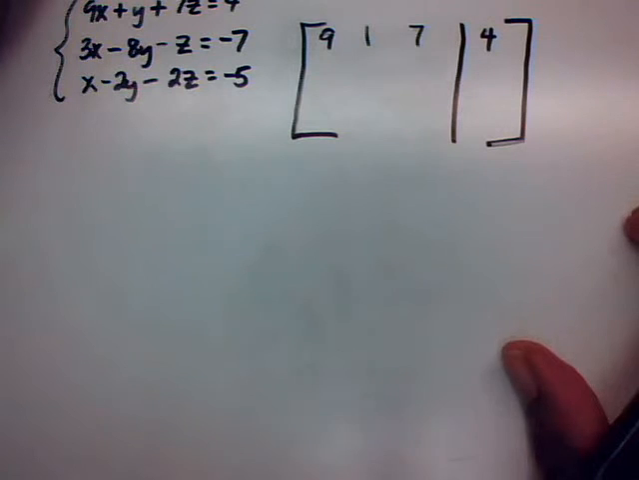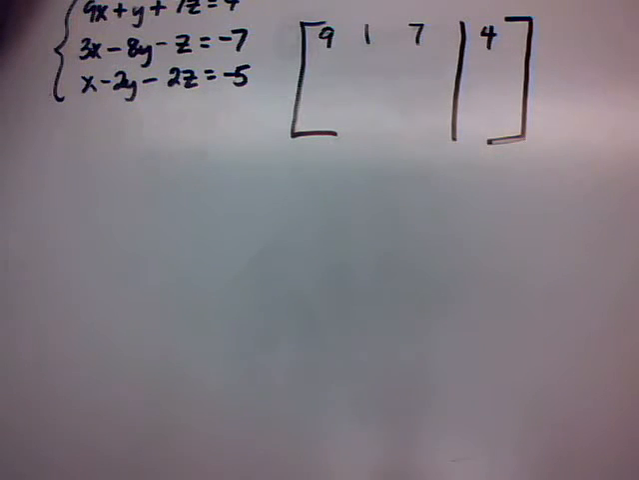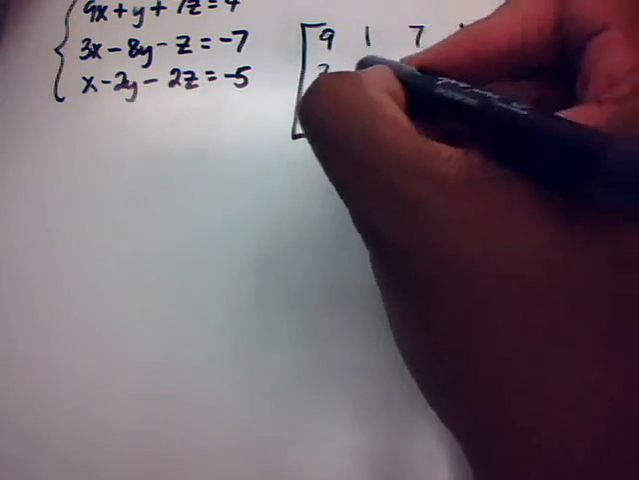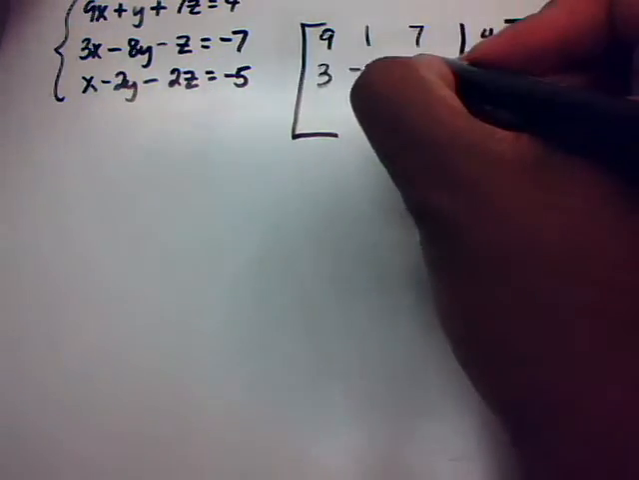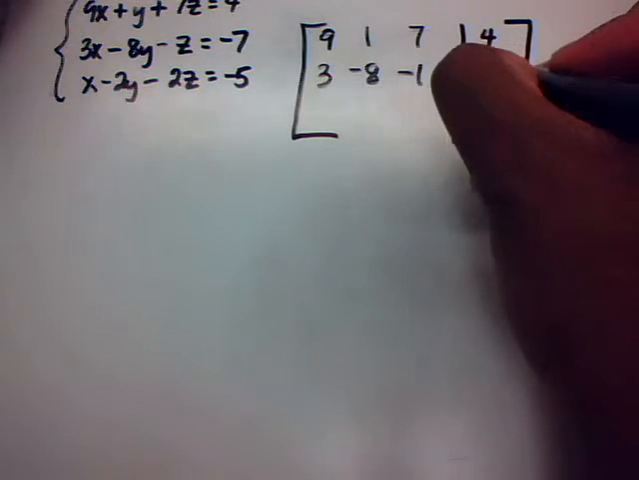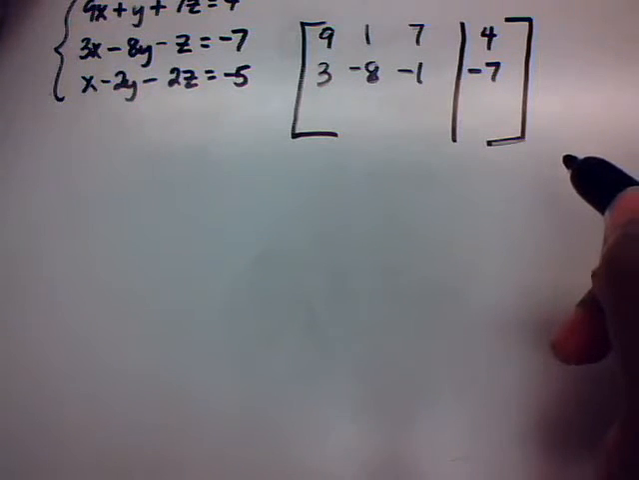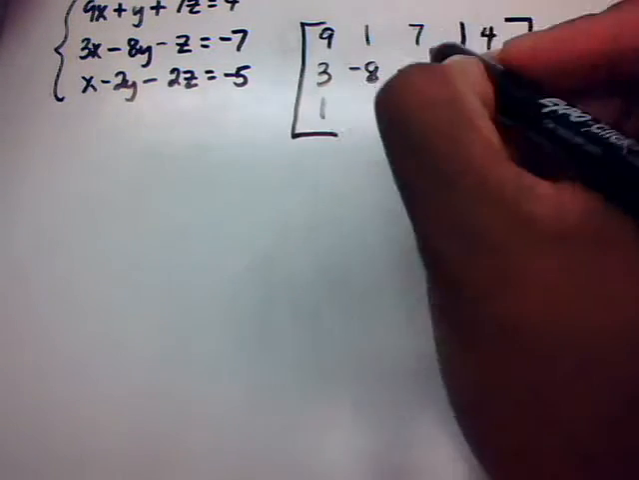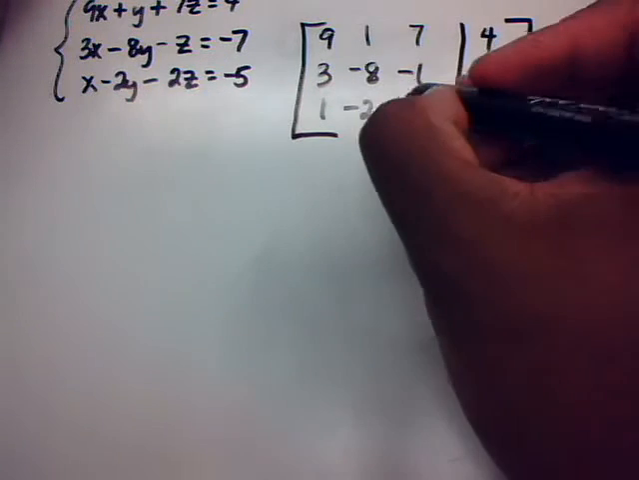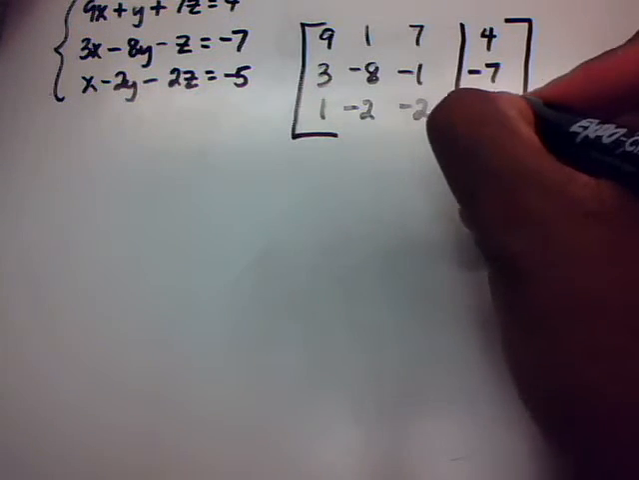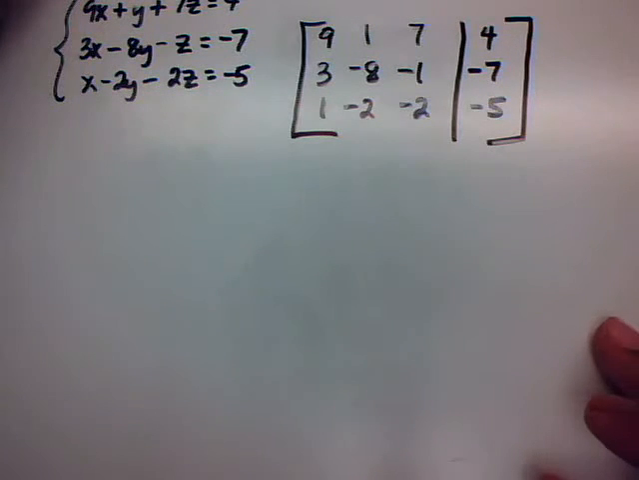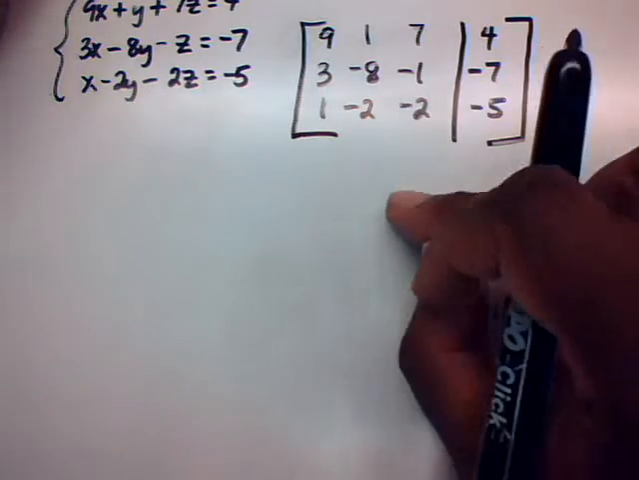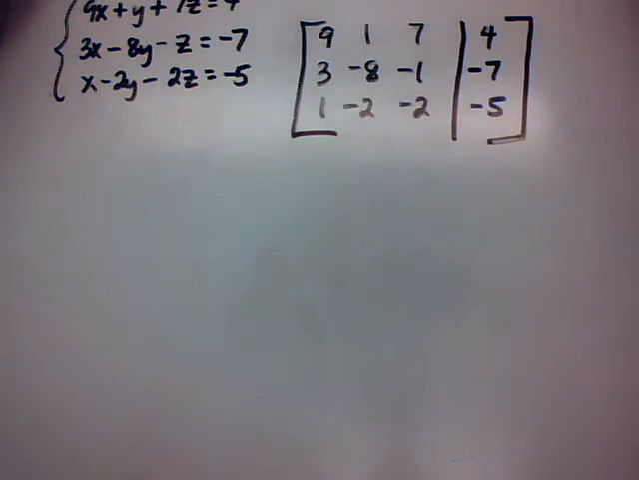And then the second equation, 3x minus 8y minus z is equal to negative 7. Those numbers are written the same way. 3, then negative 8, and then negative 1, then negative 7. And for x minus 2y minus 2z is equal to negative 5, it's going to be written as a 1, then negative 2, negative 2, negative 5. And that's all there is to it. That's how we write a system of linear equations in the form of an augmented matrix.